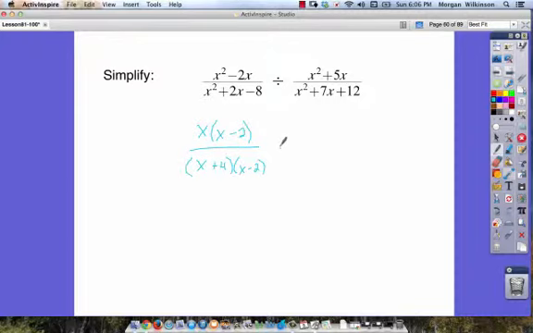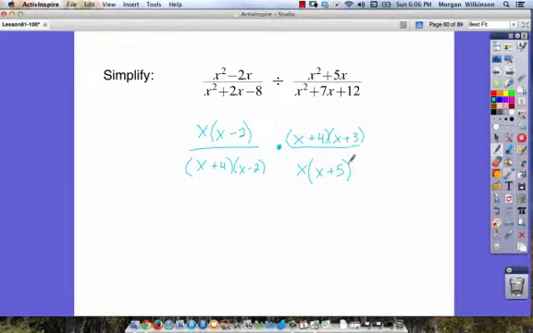Now we're going to copy dot flip here, and we're going to do this in one step. So we're going to multiply this by, and as we copy dot flip, let's find our numerator, which was our old denominator. What multiplies to 12 and adds to 7? Well, that must be 4 and 3. X plus 4 times x plus 3. And then x squared plus 5x, we factor that x out: x times x plus 5.